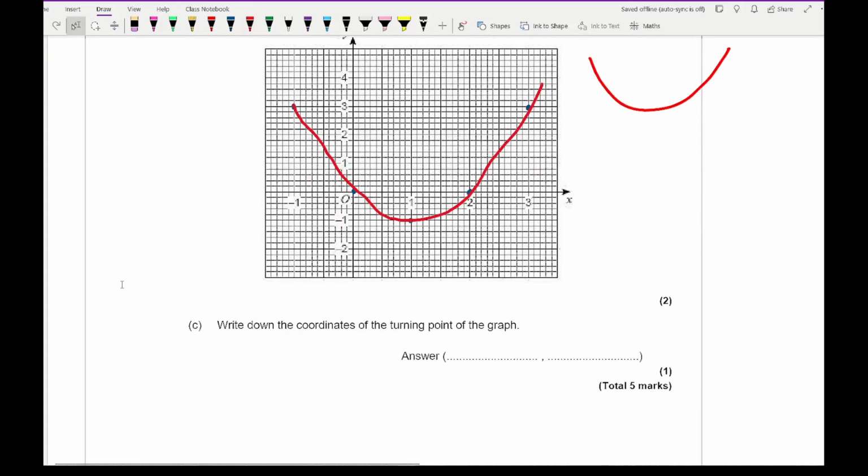The next question says, write down the coordinates of the turning point of the graph. Well, the turning point of the graph is this point here. So that there is my turning point. And that coordinate there is 1, minus 1.